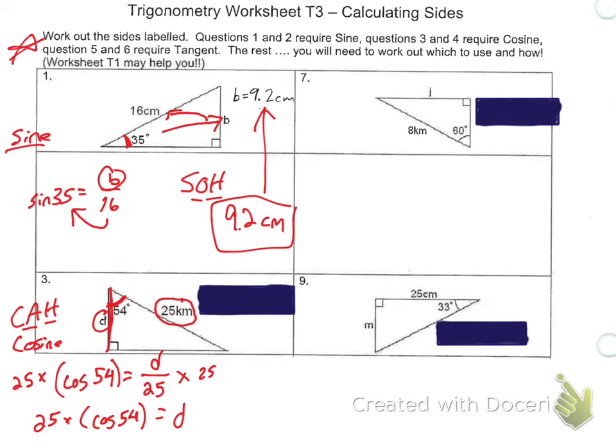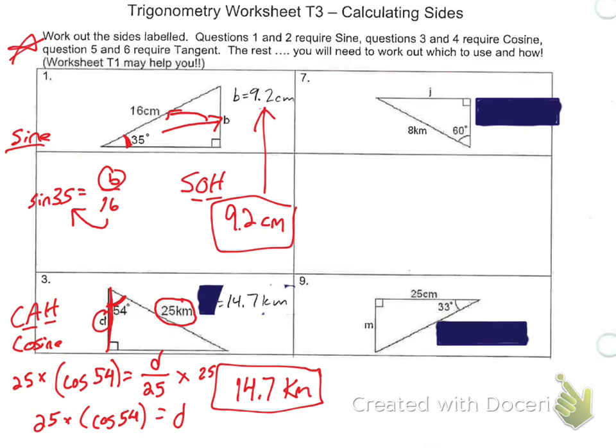So if I do that in my calculator, I can type all that out if I want to. So 25 times parentheses cosine 54 is equal to 14.69, so 14.7. So it'll be 14.7 kilometers. Let's check to see if I'm right. All right, there we go, 14.7.